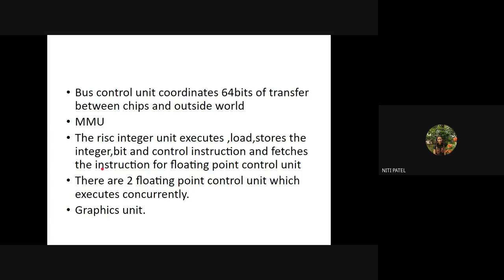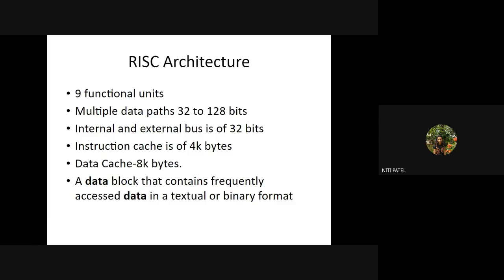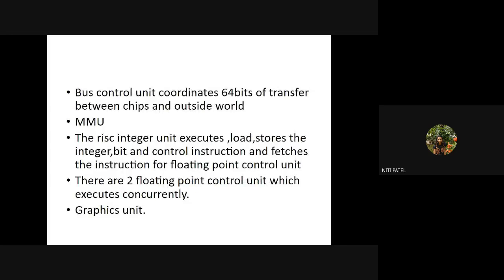Then you have a bus control unit. The bus control unit coordinates 64 bits of data transfer between the chip and the outside world. What is that bus control unit? It looks after the working of all the buses. So how many buses do I have? Address bus and data bus. How many bits? From 32 to 128. So either I can use 32 bit, or 64 bit, or 128 bits. It depends on how much data transfer I want to do. Who is going to control the 32-bit, 64-bit or 128-bit bus? It will be controlled by your bus control unit.